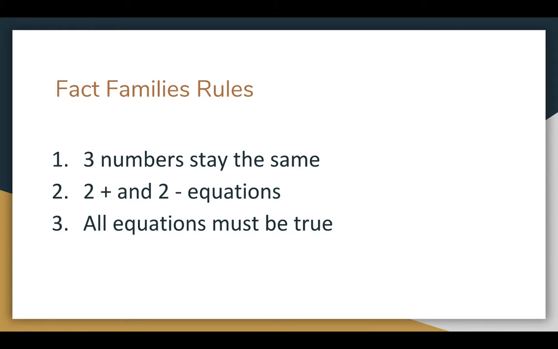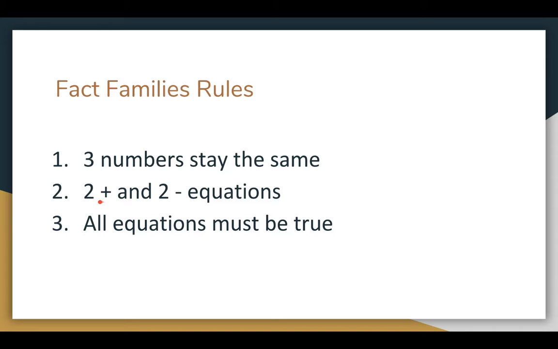And so there's 3 rules that we think about with fact families. The first one is that the 3 numbers within the fact family stay the same. So no matter what the equation is, the numbers stay the same. We don't add any other numbers. We don't make other equations that equal different numbers. We have to keep those original 3 numbers in that part-whole box with our fact family.